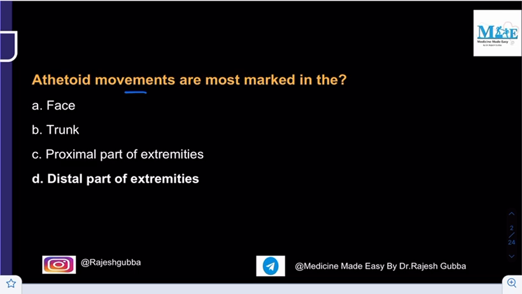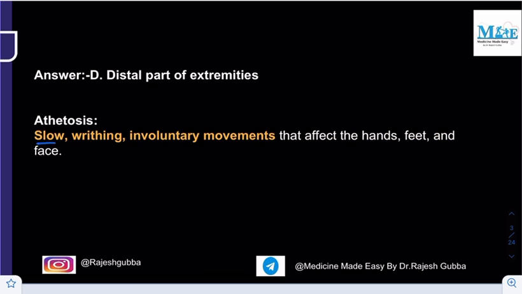Athetoid movements are most marked in the face, trunk, proximal part of the extremities, or distal part of the extremities? Let me tell you what athetoid movements are and where they are most marked. First and foremost, they are most marked in the distal part of the extremities. They are slow, writhing, involuntary movements that affect the hands, feet, and as well as the face. The hand and face are the distal part of the extremities.